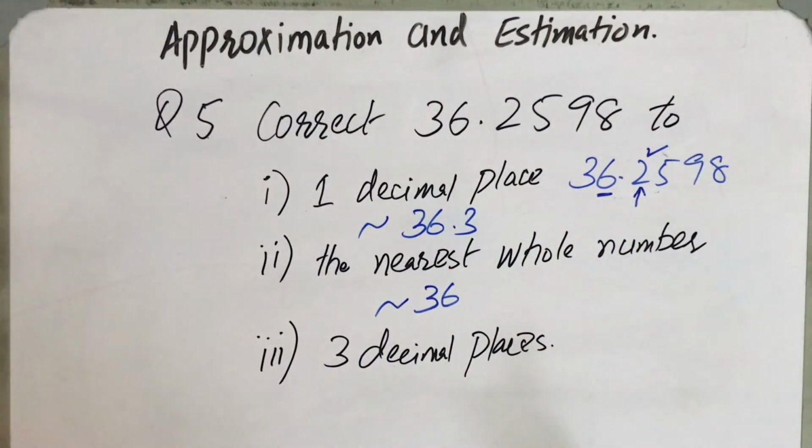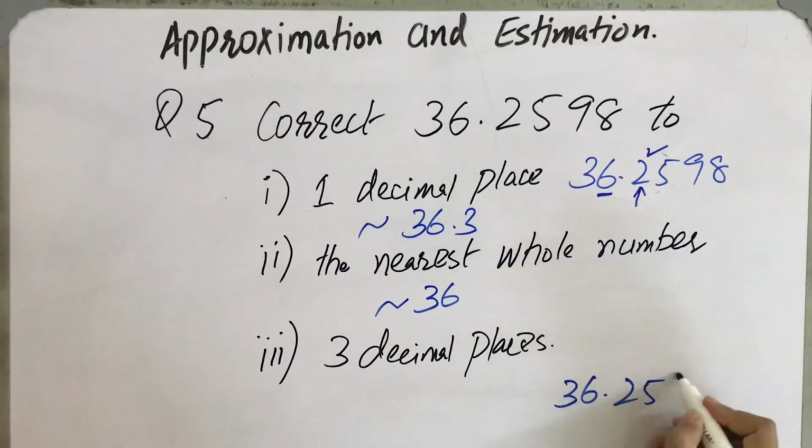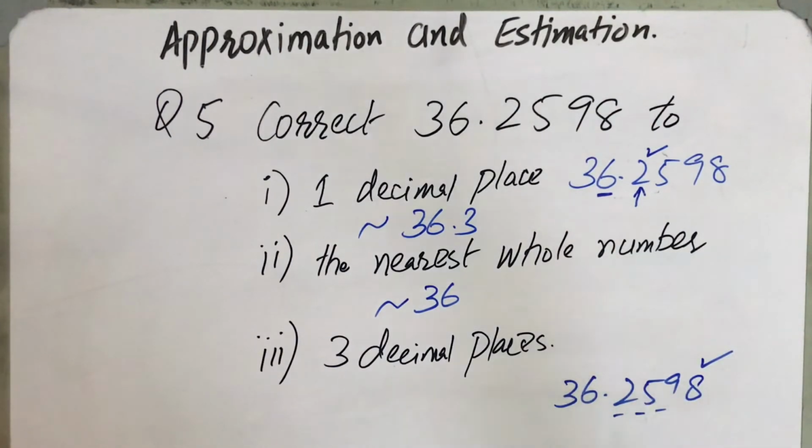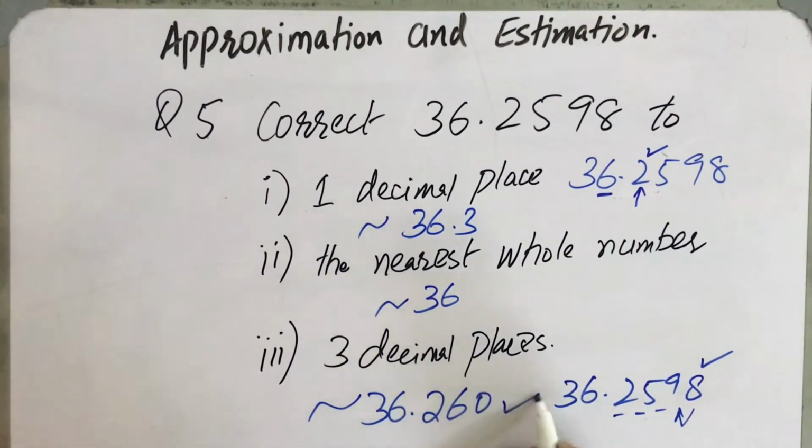3 decimal places. 36.259. These are the 3 decimal places. We have to work on 8. 8 will definitely give 1 to 9 and our 9 is going to become 0 and 5 is going to become 6, or in other words we shall have 59 as 60, or our answer 36.260.